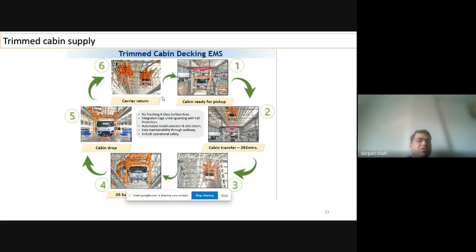So basically, the concept is that a cabin is separately assembled, and then it is supplied onto the assembly line, where we have a chassis ladder type of frame, and it is assembled onto that particular frame.